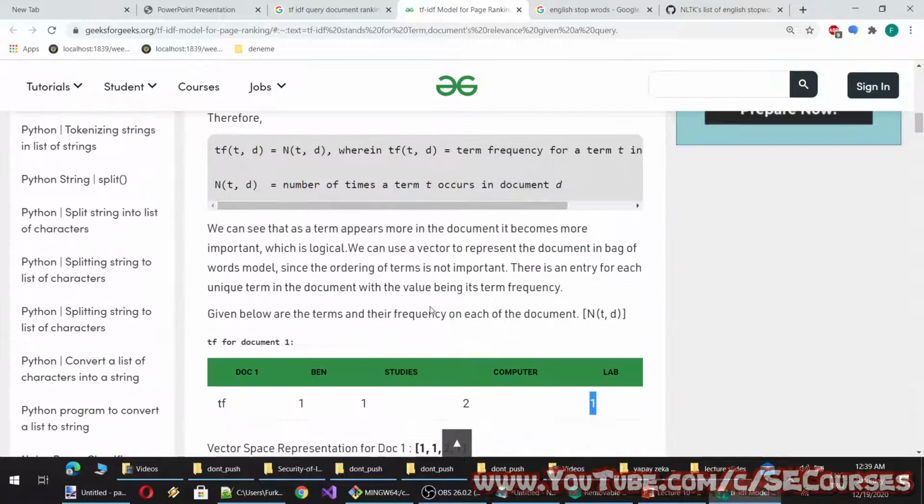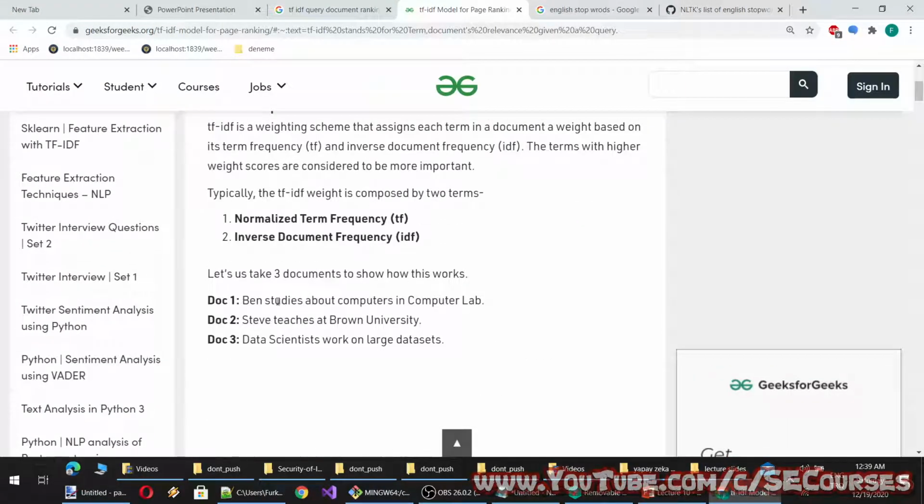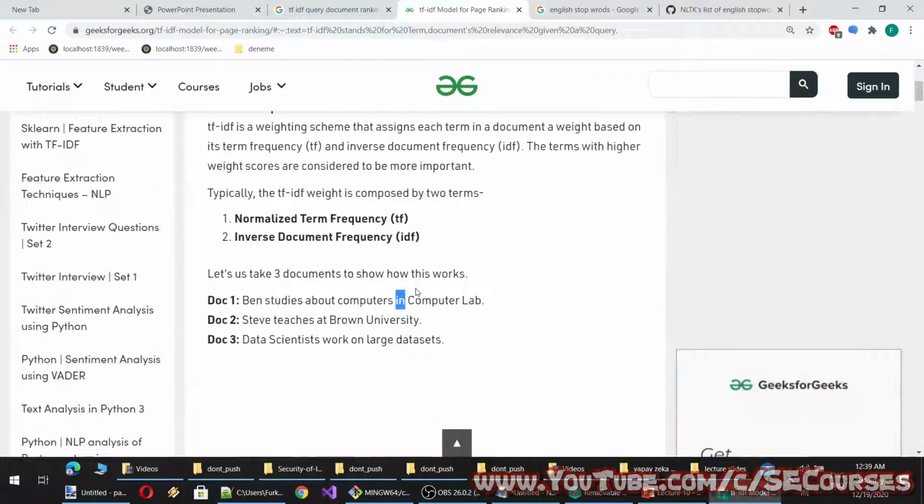They also removed the stop words. So what are the stop words here? In is a stop word. And about is also a stop word. Why are these stop words? Because these are generic words. They don't tell anything related to the document. Therefore, they are removed from the document.